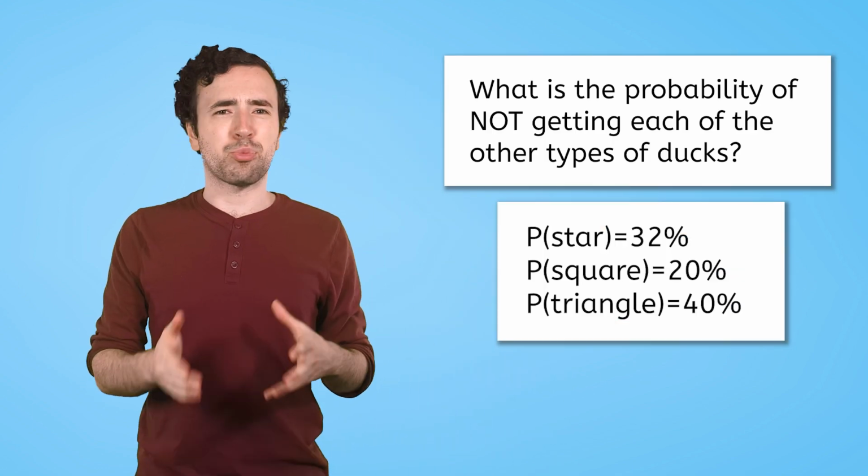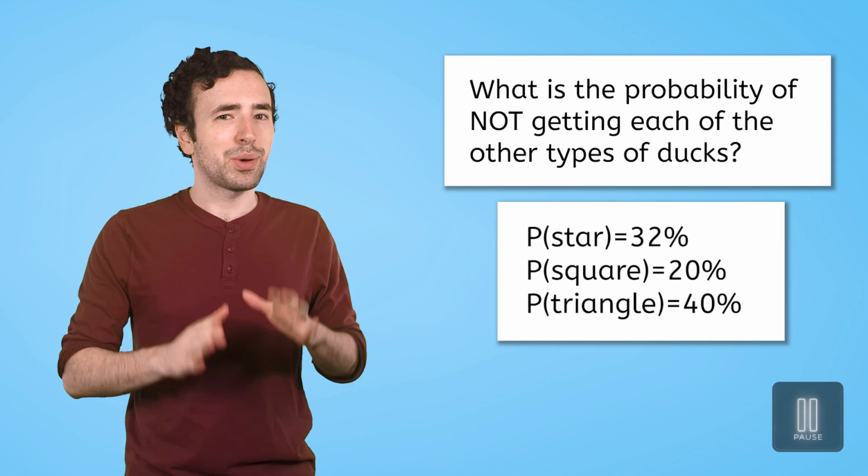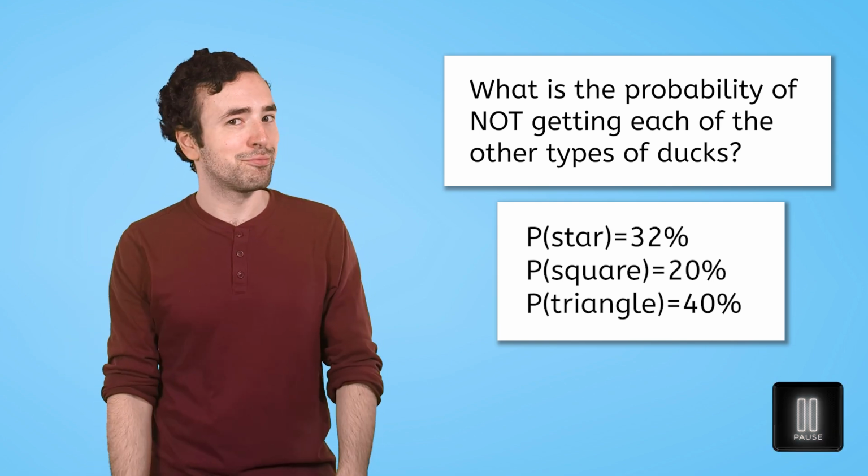It seems like predicting that I won't get a circle mark is a really good choice, but just to be really sure, can you figure out the probability of me not getting each of the other types of ducks too? Pause the video here and try it on your own now.